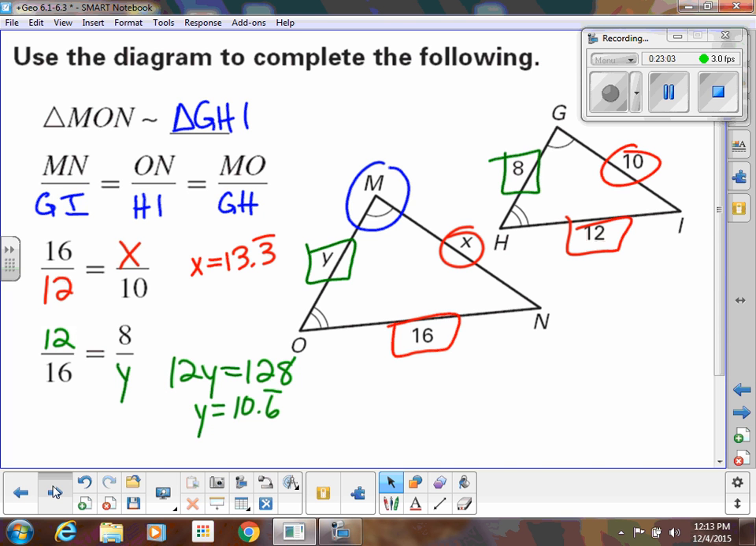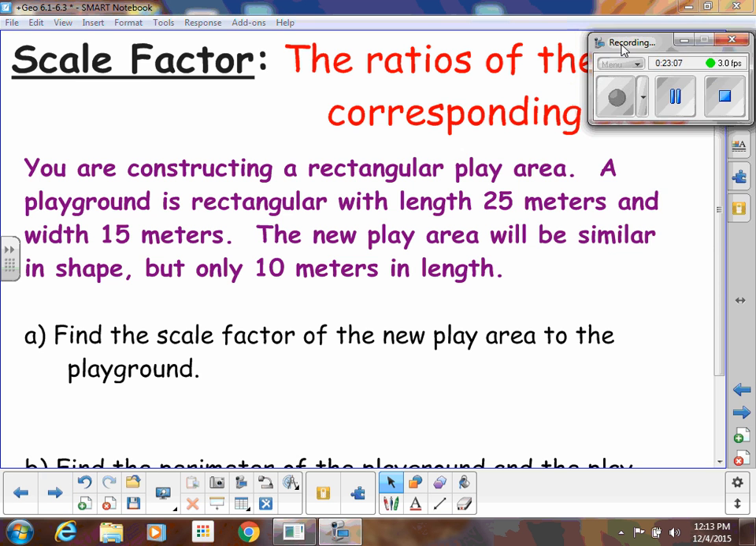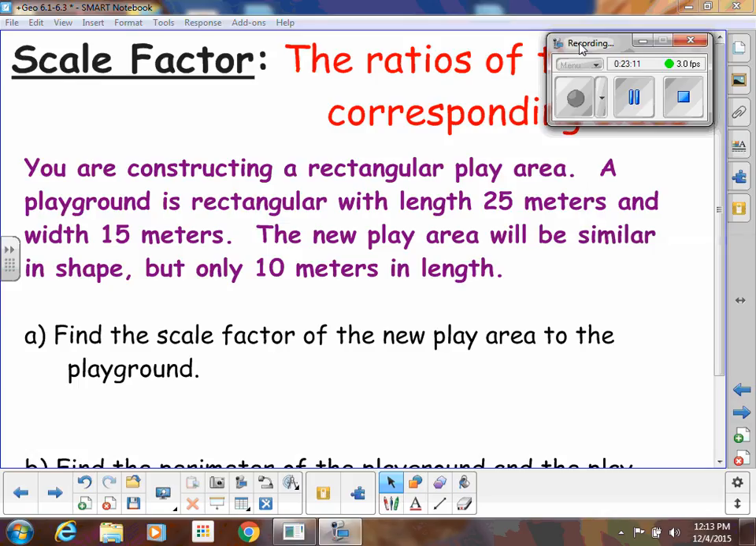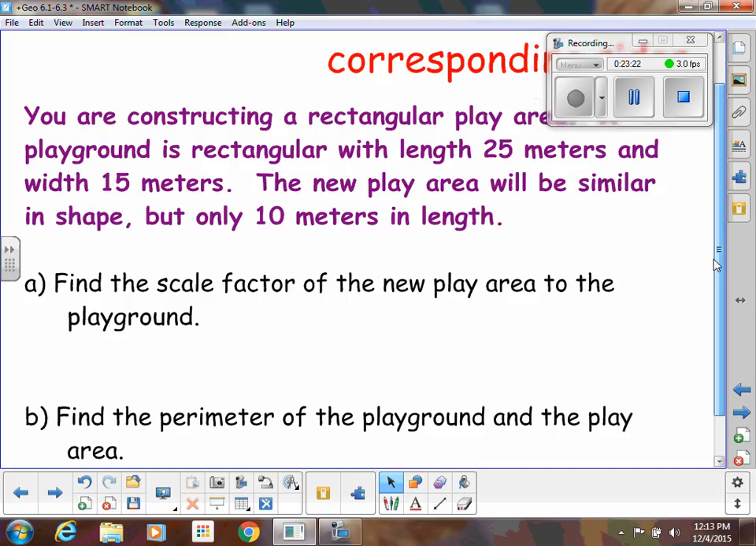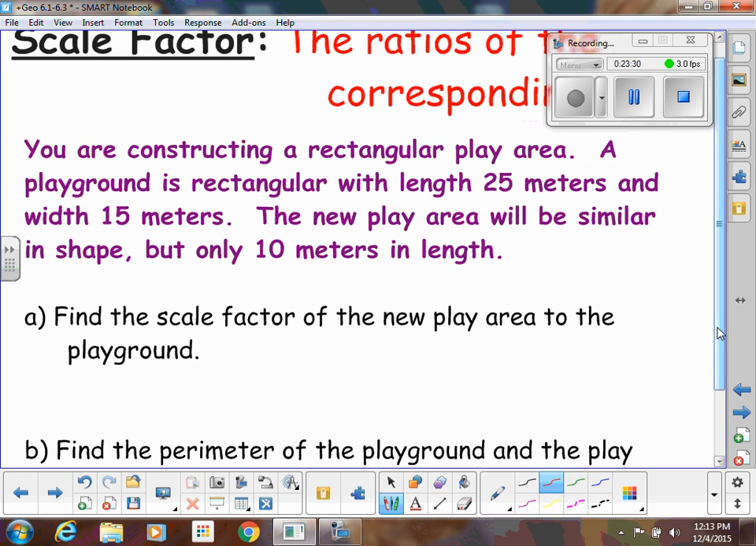Now let's talk about scale factor. Scale factor is simply the ratio of the corresponding sides. So I have to know two sides in order to know the scale factor. So let's look at this example. We're constructing a rectangular play area. We have a playground that is also rectangular, and its length is 25 meters and its width is 15 meters. So let's draw this. We've got a playground.